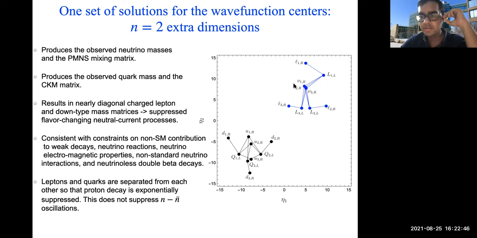Thank you. So yeah, this explicitly gives us an illustration where proton decay can be easily suppressed, whereas n-nbar oscillations can be happening at rates comparable to current experimental limits. And these are consistent with all current experimental constraints.